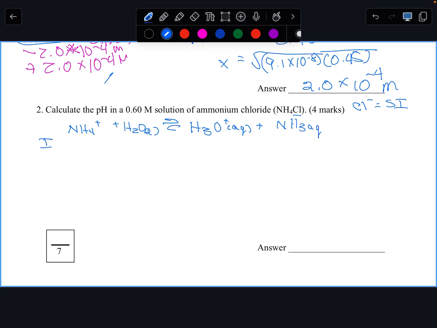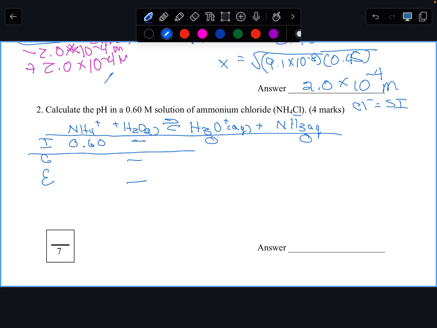So we're going to go ahead and do our ice table. And just so we don't get mixed up, I'm going to X that out, if you will. And you agree that I'm given that this starts at 0.60, which means this is 0 and 0. Is everybody good with what I've written so far? Can you just write H plus, or do we have to write H3O plus? You may write H plus. I find it easier to do these like this, but absolutely you may write H plus.